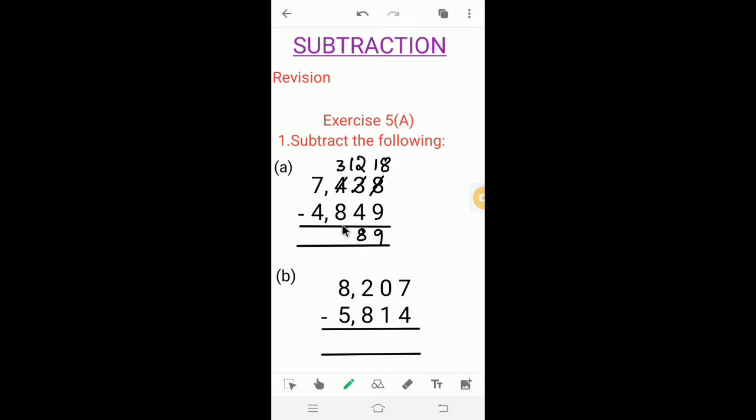3 minus 8, is it possible to subtract? It is not possible. So what we have to do? We have to borrow from the next number. Your next number is 7. If we borrow from 7, then 7 becomes 6 and here 3 becomes 13. 13 minus 8 is how much? 13 minus 8 is 5. 6 minus 4 is 2. So the answer is 2,589.